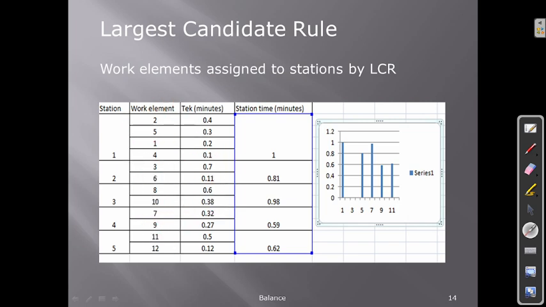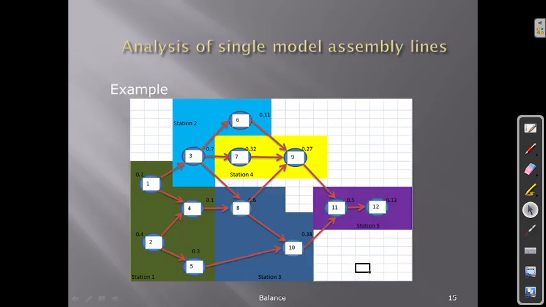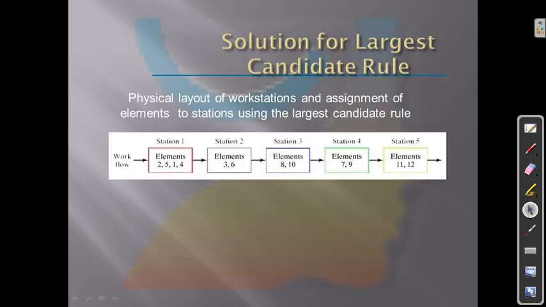Likewise, we have to do this with the largest candidate rule. See, this is the workflow. Station 1 has work elements 2, 5, 1, 4, and station 2 has elements 3, 6, and station 3 has elements 8, 10, and station 4 has elements 7 and 9, station 5 has elements 11 and 12. These are all the problems about the largest candidate rule for the assembly line balancing problem. Thank you.